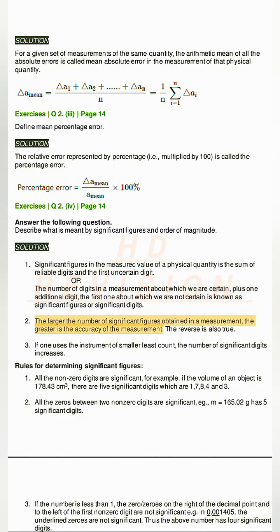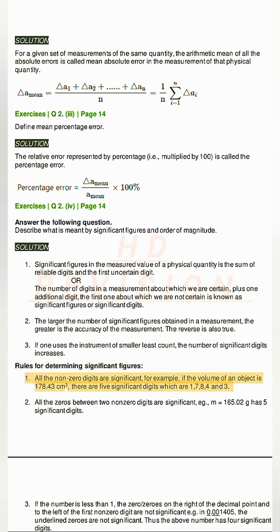2. The larger the number of significant figures obtained in a measurement, the greater is the accuracy of the measurement. The reverse is also true. 3. If one uses an instrument of smaller least count, the number of significant digits increases. Rules for determining significant figures.